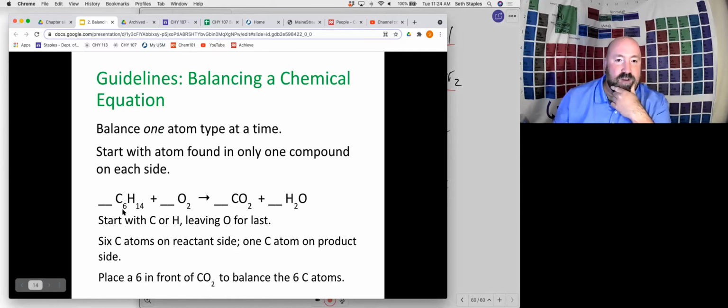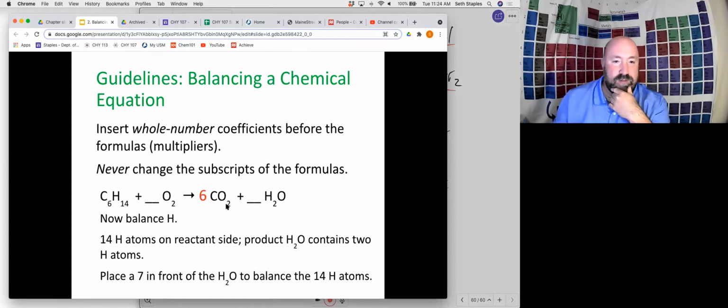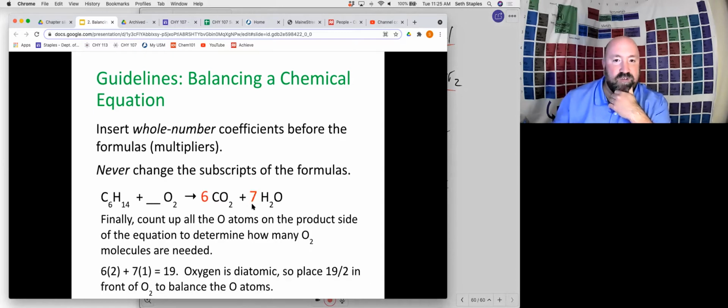So for instance, here we're going to start with our carbon. We're going to leave O for last because it's by itself. But we see that we have 6 carbons here on our reactant side, only 1 on our product side. So we're going to go ahead and place a 6 in front of this CO2. That balances out our carbon for us. Now we want to fix our hydrogens. 4 hydrogens in our reactant side, 2 in the H2 over here. So we're going to put a 7 in front of our H2O. And that will take care of our hydrogens for us.